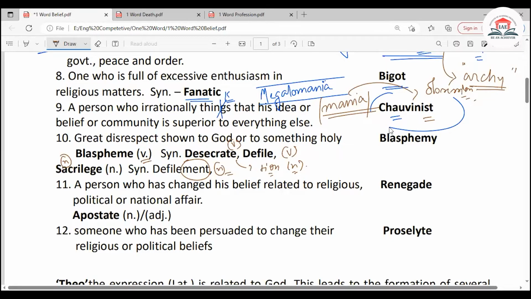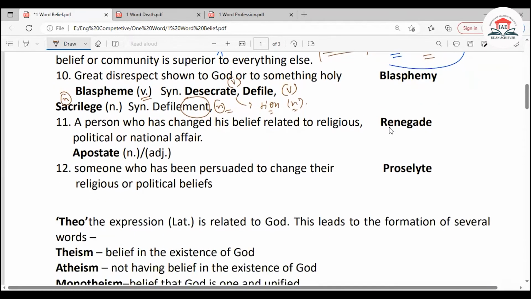That means please don't dishonor, right? If you are not agreed with the idea, at least you don't have a right to dishonor it. You don't have a right to desecrate it. Clear? Now is it clear with you? Okay, fine. So this is blasphemy.